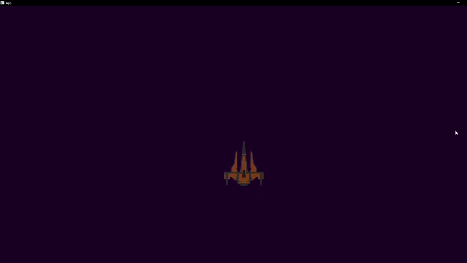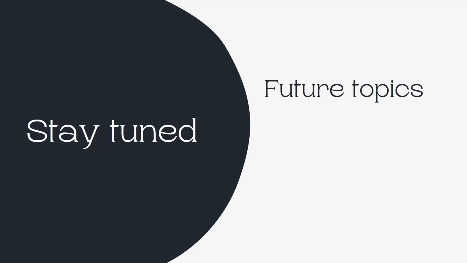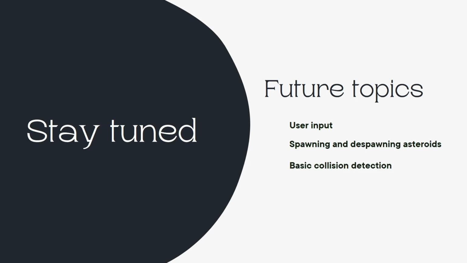In the future, we're going to continue expanding this example by adding user input such that we can control the spaceship. We're also going to add ability to spawn and despawn asteroids. We're going to work on basic collision detection, and we're also going to continue to dive in to the core pieces of Bevy ECS. We're going to cover things like run conditions, system ordering, and events. If any of that sounds interesting to you, I hope you'll stay tuned.